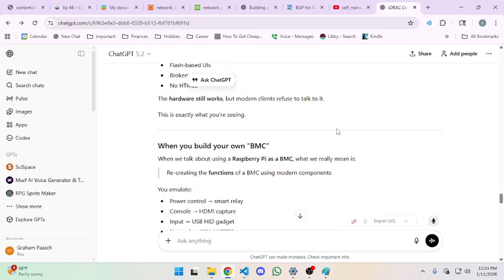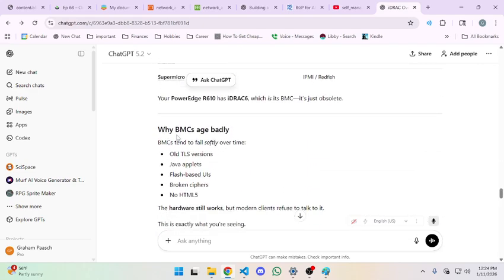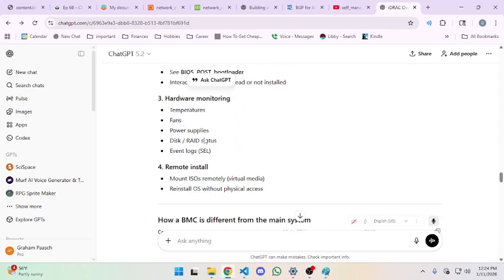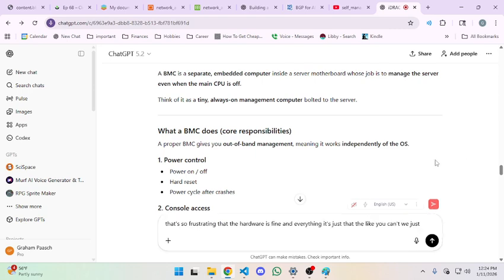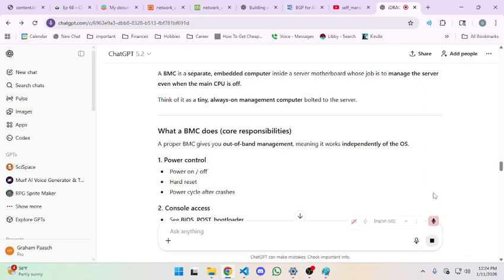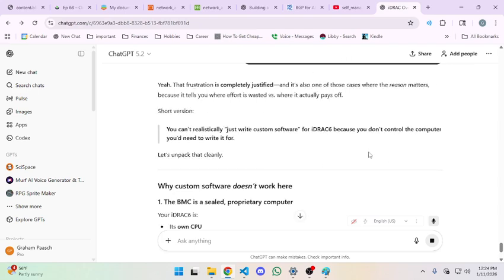All right. So BMCs, oh, they age badly. So they tend to fail softly over time. Yeah, it's so annoying. That's so frustrating that the hardware is fine and everything. It's just that, can't we just write custom software? The reason matters. You can't. Okay, you don't control the computer. Yeah, right. You can't because the BMC is a sealed proprietary computer.